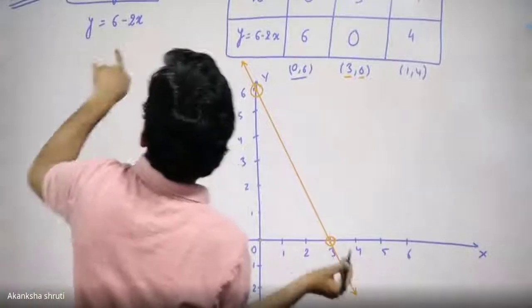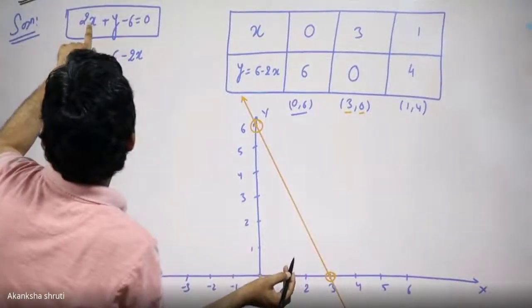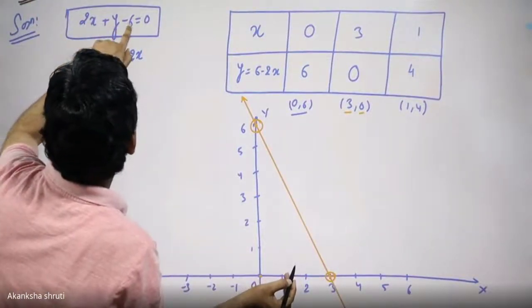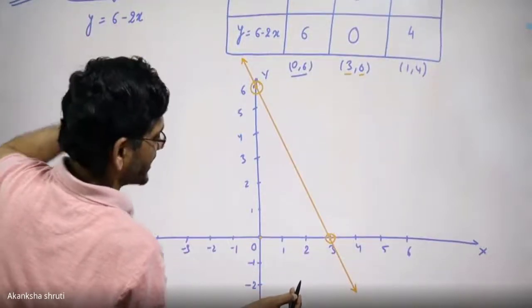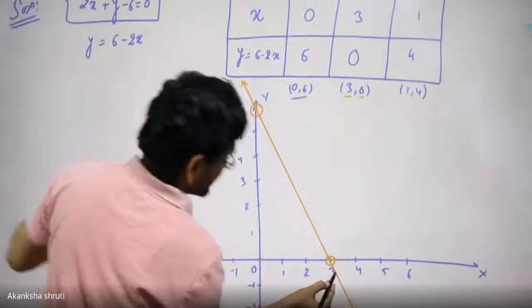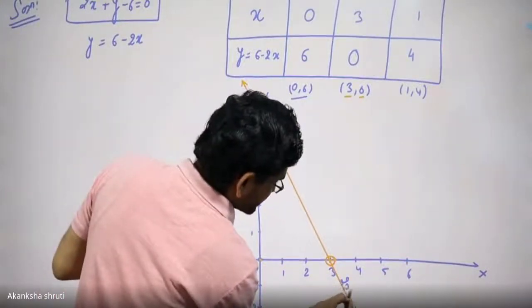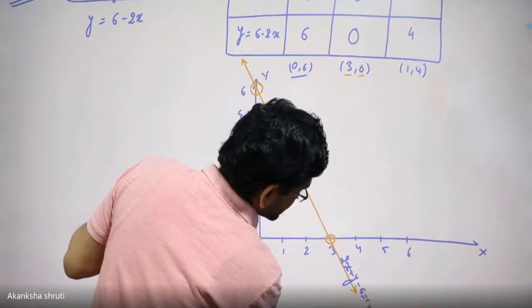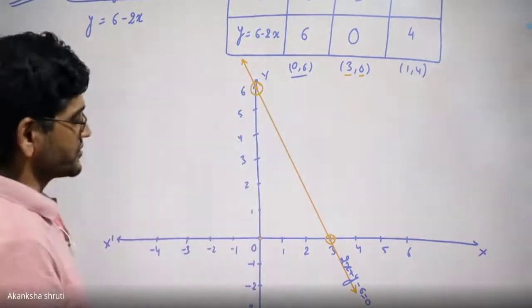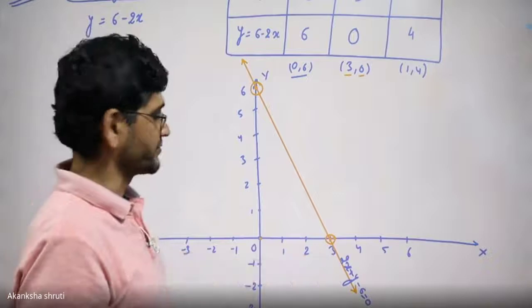So over this line, we have to write this. Either you write 2x plus y minus 6 is equals to 0, or y is equals to 6 minus 2x, both mean the same thing. Let me write as 2x plus y minus 6 is equals to 0. Okay, student? So this is the graphical plot.